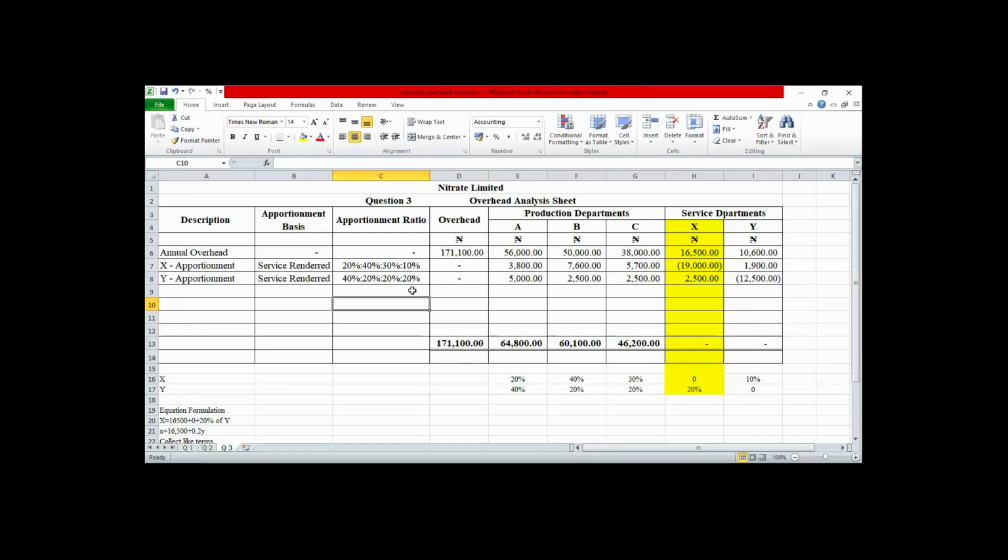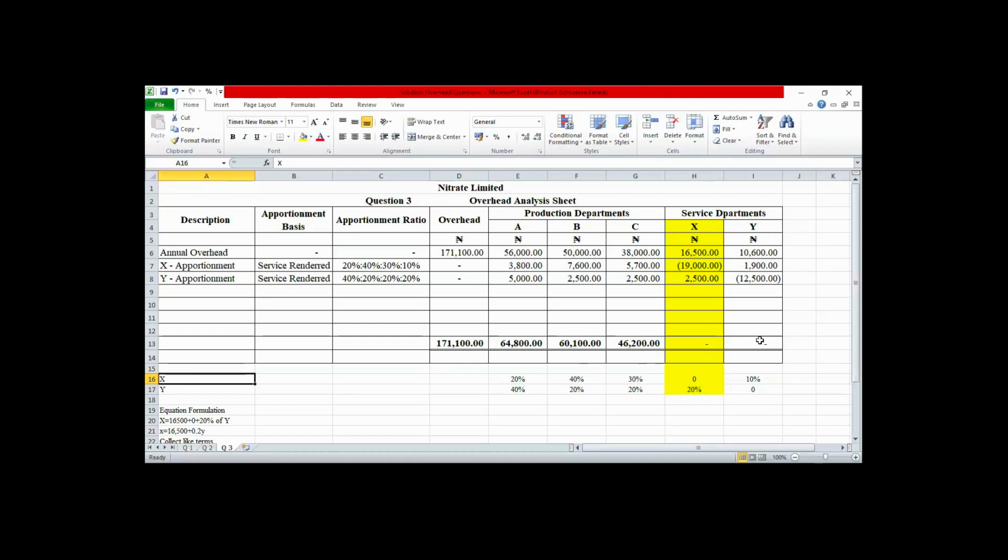Please, can you remind me how we got that? Why we use that 20% of Y? That one has been given to you already in the question. X and Y are meant to apportion the service overhead cost to the production departments in proportion to the service rendered. Service rendered by X to A is 20%. The one to B is 40%. The one to C is 30%.